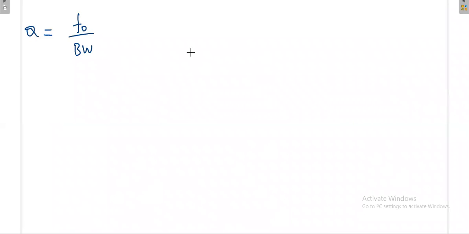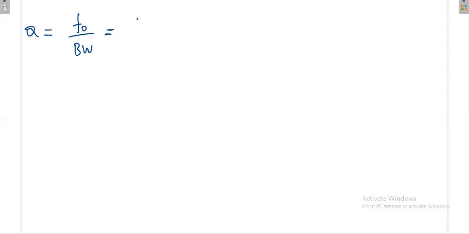If you put f naught in the numerator, then this bandwidth also should be in hertz only. If the numerator is hertz and the denominator is radian per second, this is not allowed, and that will cause confusion. Don't get confused, because ultimately Q is a number and has no unit. So if the numerator is hertz, the denominator also has to be hertz.